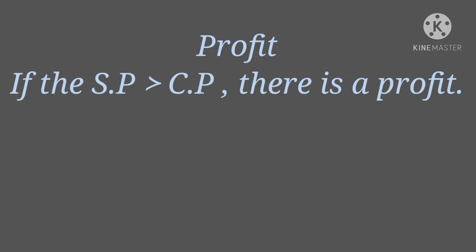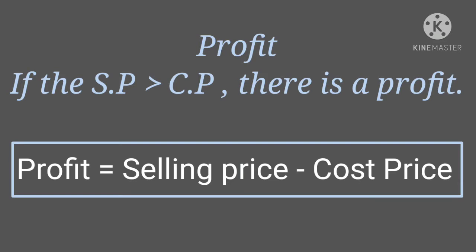Next topic is profit. If the SP is greater than CP, there is profit. That means if selling price is greater than cost price, there is profit. If so, we can find the profit by using the formula profit is equal to selling price minus cost price.